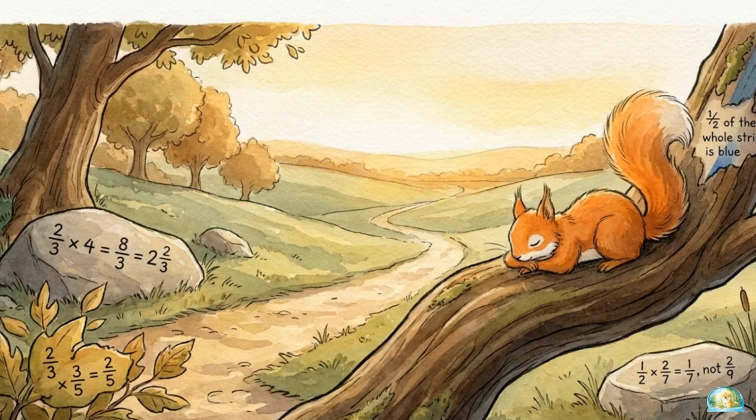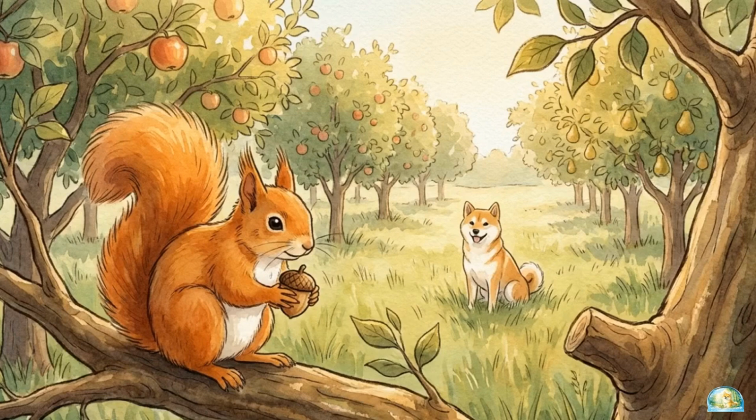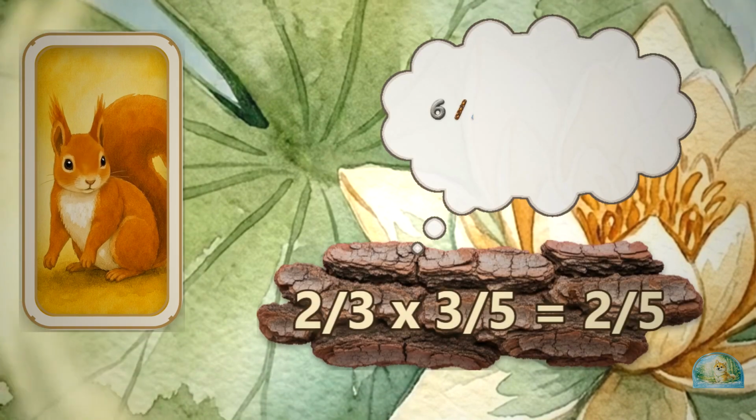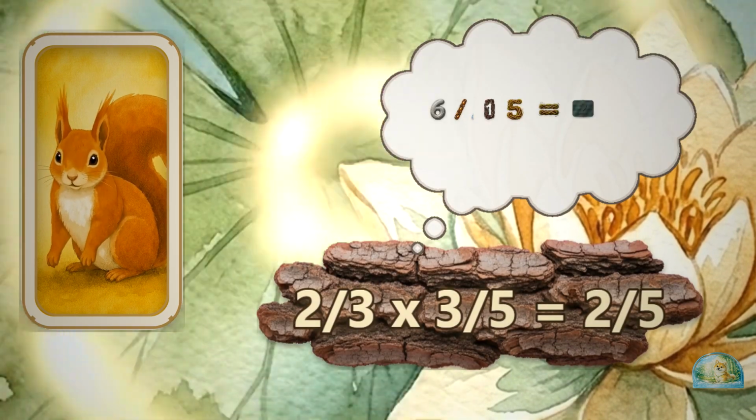Here are the results. 2/3 times 4 equals 8/3, which equals 2 and 2/3. 2/3 times 3/5 equals 2/5. 1/2 of the whole strip is blue. 1/2 times 2/7 equals 1/7, not 2/9. How would you check this result? The overlapping area is 6/15, which equals 2/5.